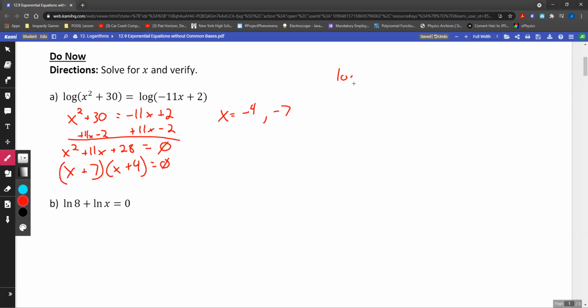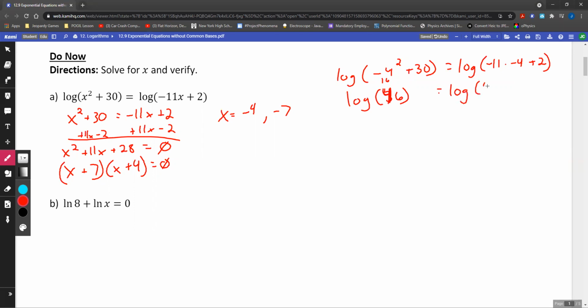So we'll do it really quick. Negative 4 squared is 16. 16 plus 30, the left-hand side becomes log 46. The right-hand side of the equation, negative 11 times negative 4 is 44. Oh, sorry, I did this wrong. This is 46 because 16 plus 30 is 46. So 44 plus 2 is 46. So we get the same answer here.